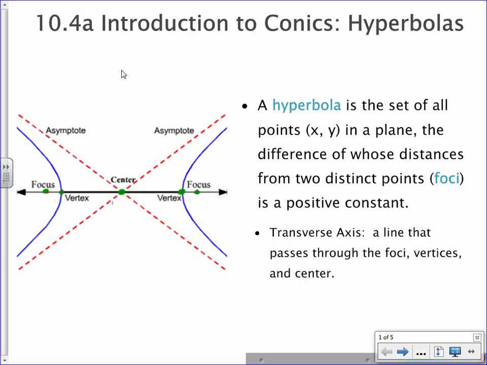So just like with ellipses, we are going to talk about the standard form of a horizontal and vertical hyperbola. When we talked about parabolas, we recognized a parabola by its equation because one of the variables was squared and one of them was not. Then we moved to ellipses and we talked about how both x and y were squared. The same thing is true for a hyperbola, except one of those is going to have to be negative.